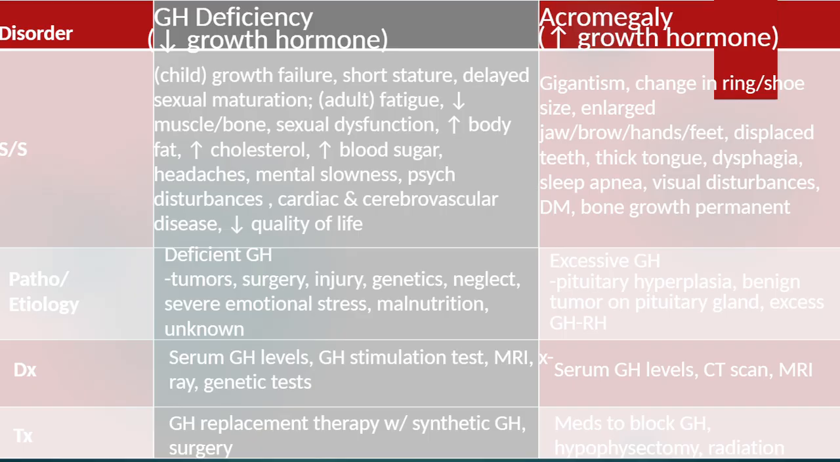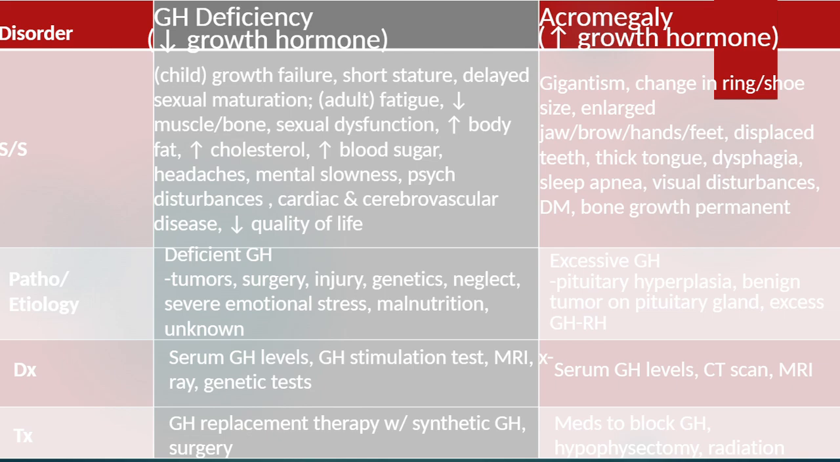Now let's move to acromegaly, which is caused by excess growth hormone, usually from a pituitary adenoma or hyperplasia. In children, excess growth hormone causes gigantism, where long bones continue to grow excessively because the growth plates haven't closed. In adults, where the growth plates are already fused, excess growth hormone leads to acromegaly.